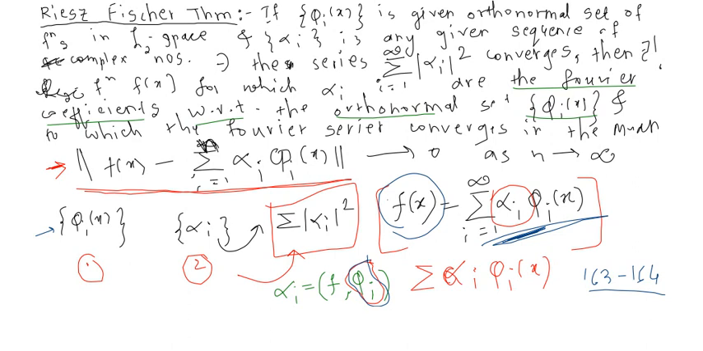It would be really nice if you can go back to the Kreyszig book and check how we get these to be the Fourier coefficients and how it becomes a convergent series and all. This condition becomes very important there, this summation of mod alpha i square. This series is convergent. Only under that condition will we have this series convergent.